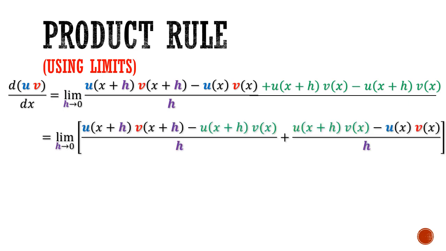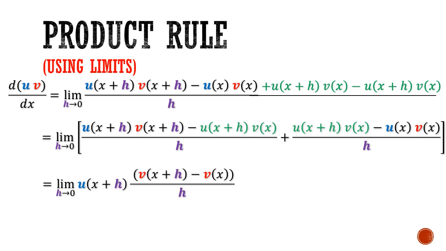In the first limit, notice that u of x plus h is a common factor, so I can factorize that out. And as h tends to 0, u of x plus h will just become u of x. So that will be my u. And what's left? I have the change in v over the change in x. So that's just dv dx.